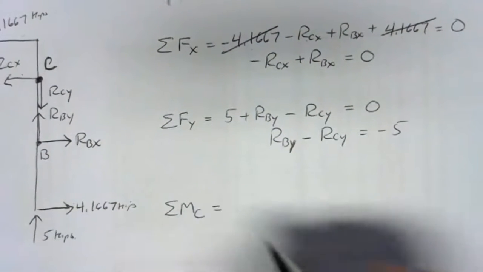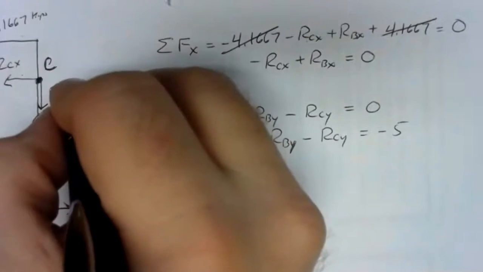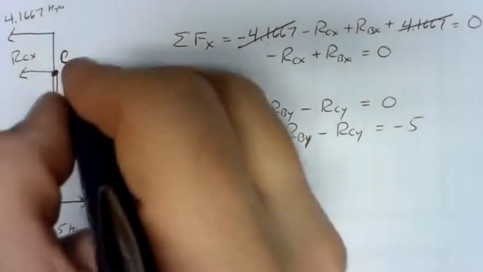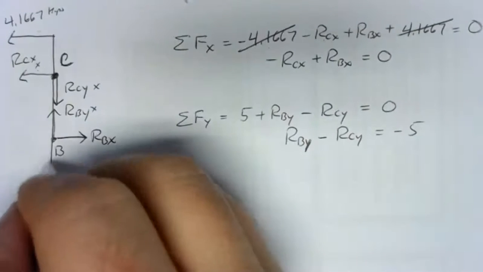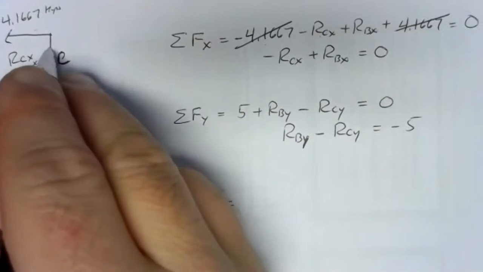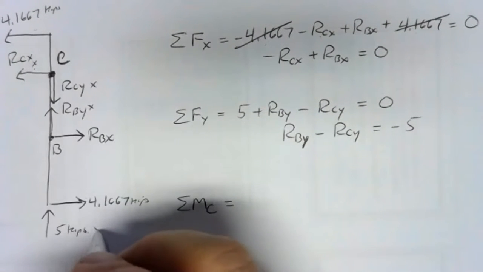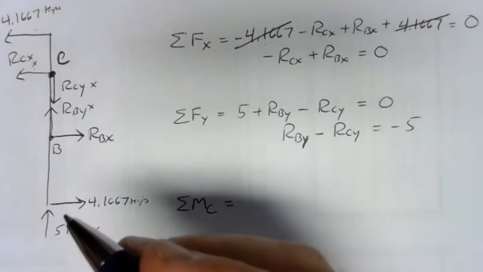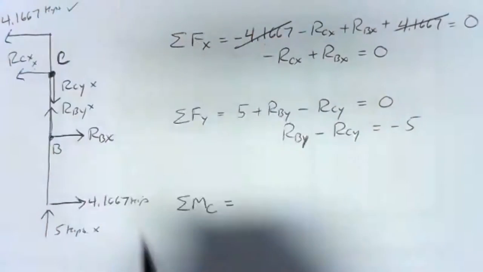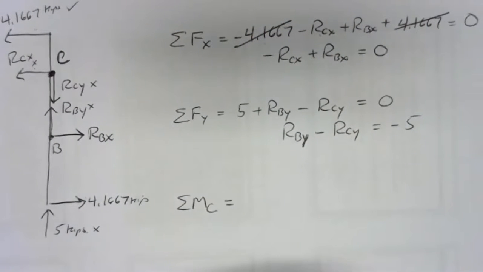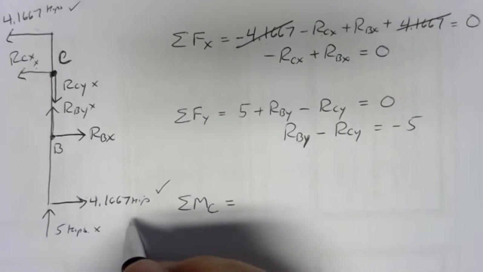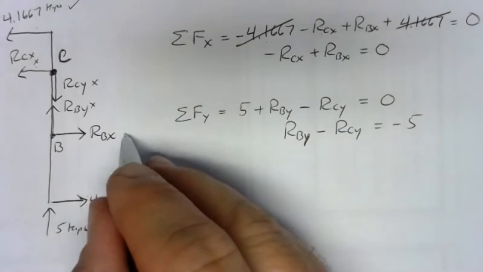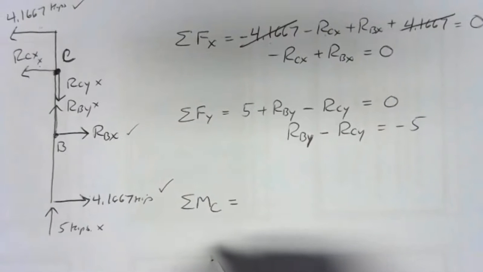So I'll take joint C, which means no moment from RCY, no moment from RCX, no moment from RBY because the line of action of RBY goes through C, no moment from the 5 kips, same reason, but I'm going to get a moment from the 4.1667 kips up at the top, and I'm definitely going to get a moment from the 4.1667 kips down at the bottom, and I'm going to get a moment from RBX. So I'll have 3 terms.